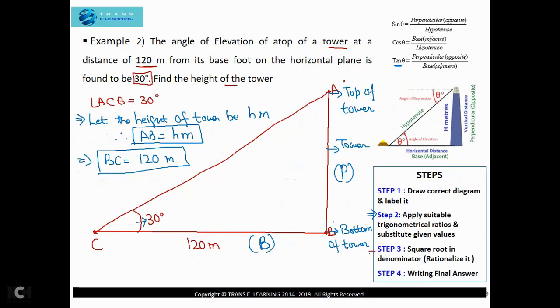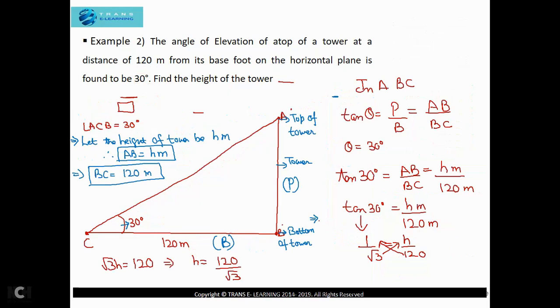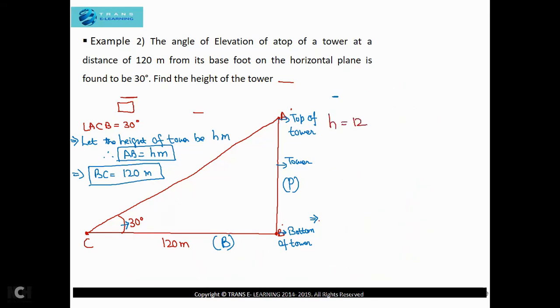Now as per this step 3, that if the square root is in the denominator we need to rationalize. So I'm going to rationalize this root 3. So I'm going to multiply root 3 with the numerator as well as with the denominator. So the numerator will become 120 root 3 upon root 3 into root 3 will give me 3. So h will be equal to 120 root 3 upon 3. Now the value of h is 120 root 3 upon 3.